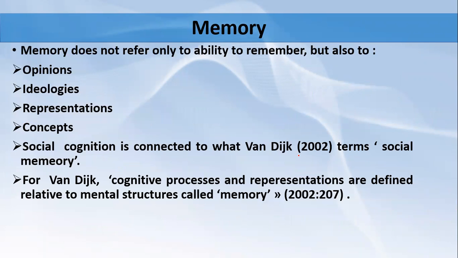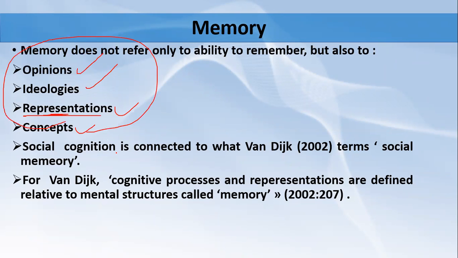Coming to memory, because when you talk about cognition, obviously we have to talk about memory, that what is inside the memory, what are the different kinds of memory. So memory does not only refer to the ability to remember. Rather it refers to our opinions, it refers to our ideologies, as I told you. It refers to the representations of the world in our mind. These are representations and processes, these are the terms which we are going to discuss in detail. The concepts, our individual concepts and social concepts, all these things combinedly constitute our memory.